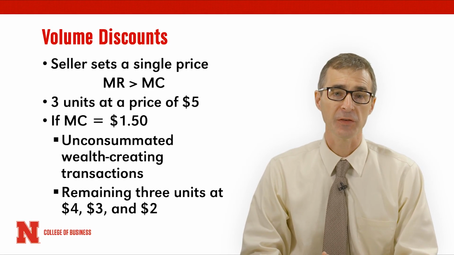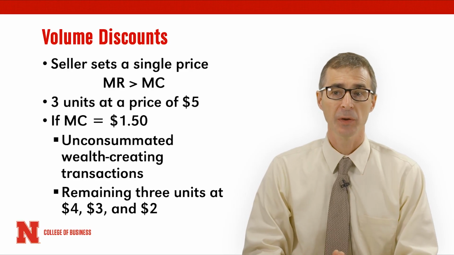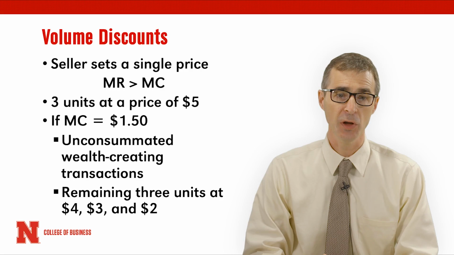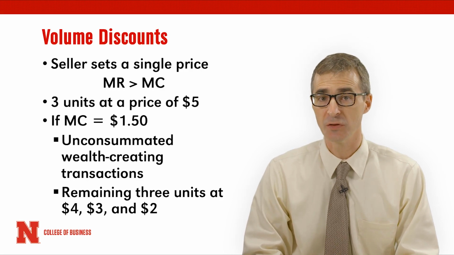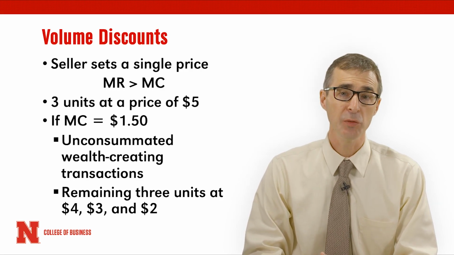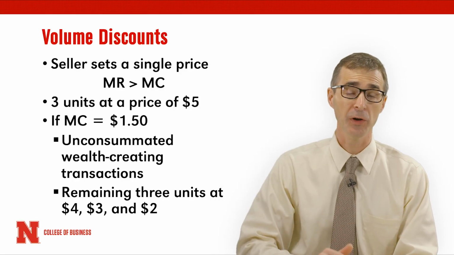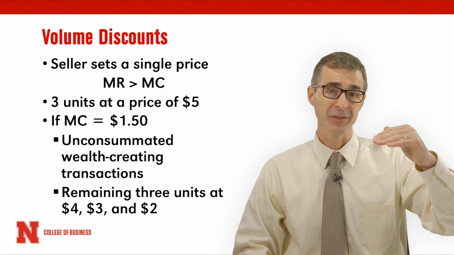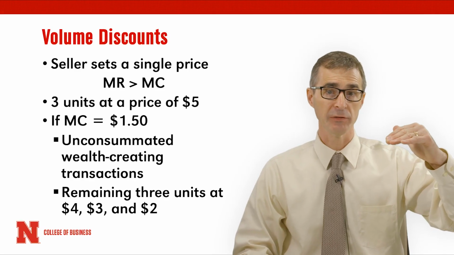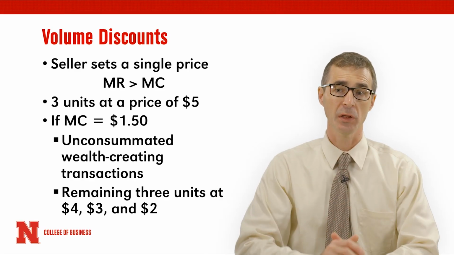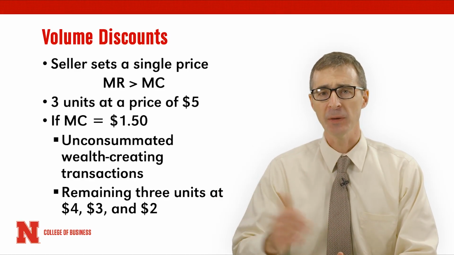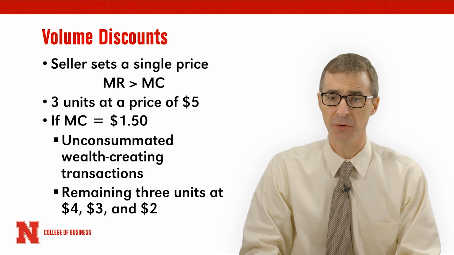If the seller sets a single price for this product, they're going to price it at such a point where the marginal revenue exceeds the marginal cost. If we assume the marginal cost is $1.50, this would imply setting a price of $5. You can confirm that at $5, that's the last price point at which marginal revenue exceeds a marginal cost of $1.50. But if we think about this, marginal cost is just $1.50.